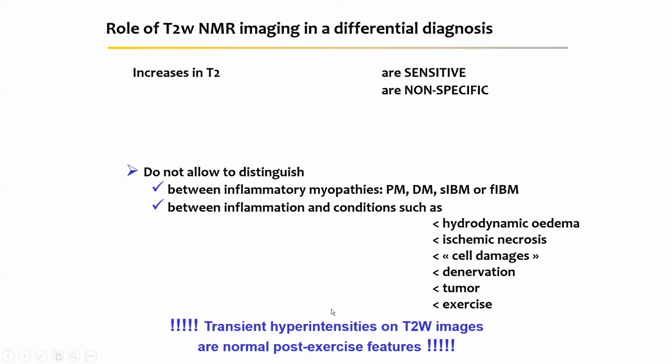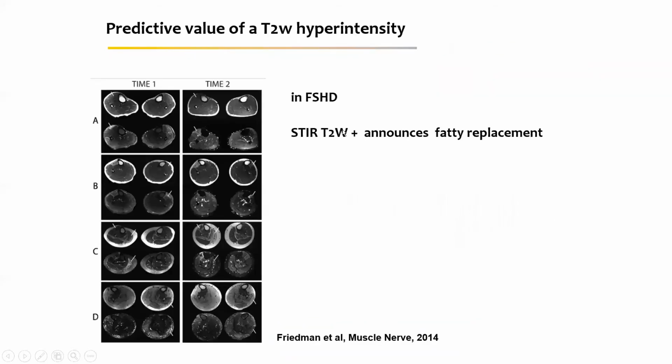The difference between a physiological increase in T2, like what happens after exercise, and a pathological increase in T2 is that the physiological one is transient. It will disappear in a matter of a few hours at most, while the pathological one will be almost permanent. And the increase in water T2 is a good indicator of disease activity.